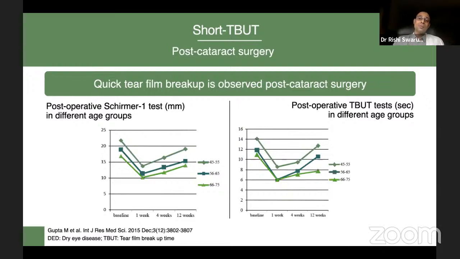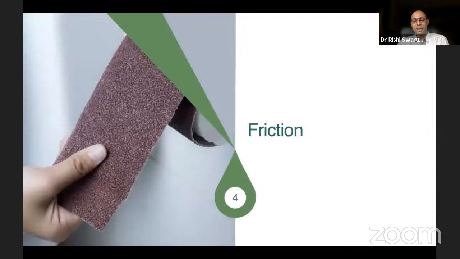So it's important that we do recognize that it's not just that there's an element of evaporative, there's also an aqueous component getting reduced, and both of these can contribute to postoperative dry eye. Finally, coming to the one that really causes the most pain, friction.